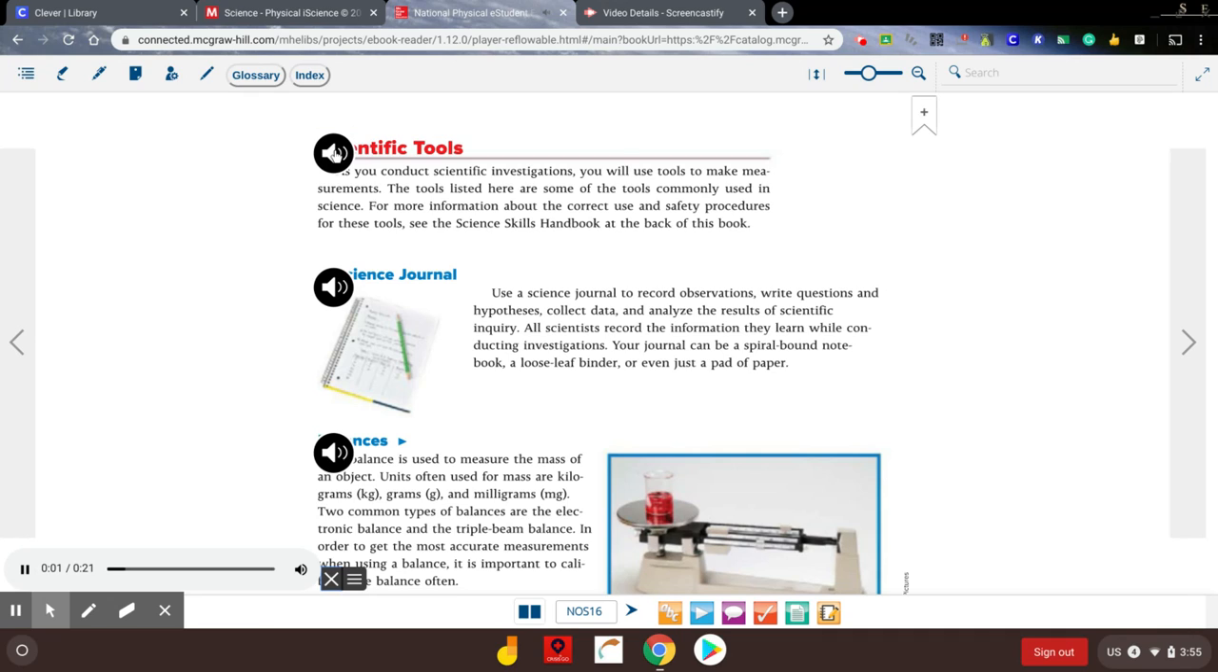Scientific tools. As you conduct scientific investigations, you will use tools to make measurements. The tools listed here are some of the tools commonly used in science. For more information about the correct use and safety procedures for these tools, see the Science Skills Handbook at the back of this book.